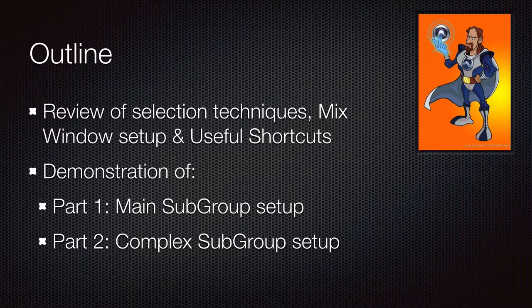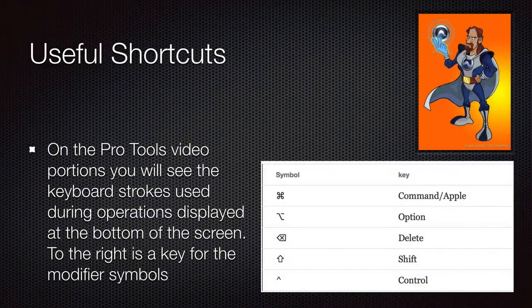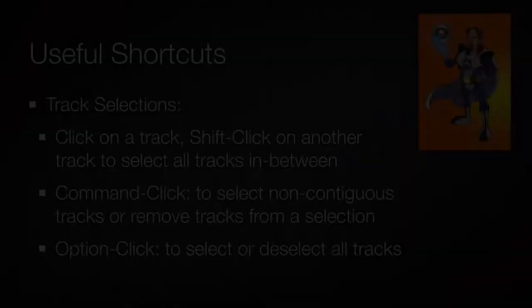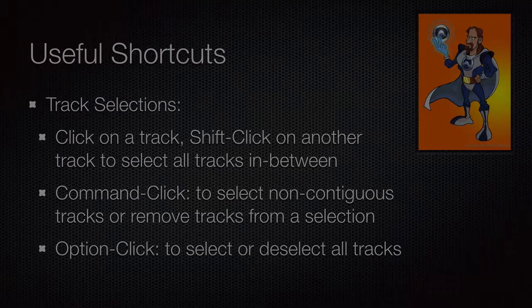So get ready. Again, during the course of the video, you will see my keystrokes displayed at the bottom of the screen. And here is a key to the guide for the symbols that you will see. You can use Shift to select tracks in a range. You can use the Command key to take tracks in and out of a selection, or on its own to select non-contiguous tracks, or you can use the Option key to select all or deselect all.